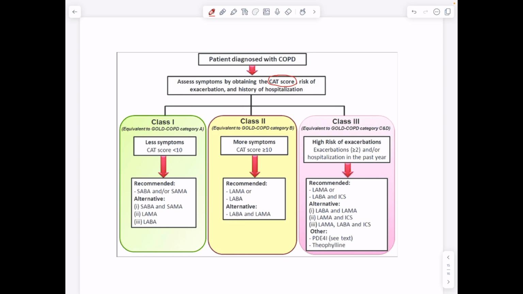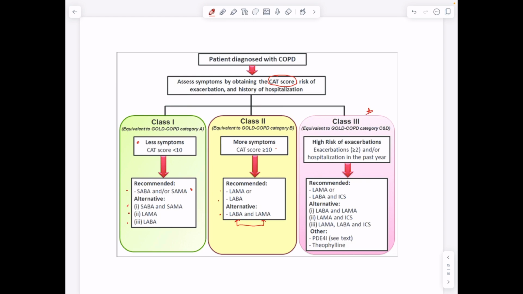All right, and then for COPD, we have different classes based on something called the CAT score. And so for class 1, which is the lower symptoms, a CAT score less than 10, it's recommended you give short-acting beta agonist and/or short-acting muscarinic antagonist. The alternatives are SABA with SAMA, long-acting muscarinic antagonist, or a long-acting beta agonist. For class 2, CAT score greater than 10, a long-acting muscarinic antagonist or long-acting beta agonist, and then the alternative is a combination of these two for COPD class 2.